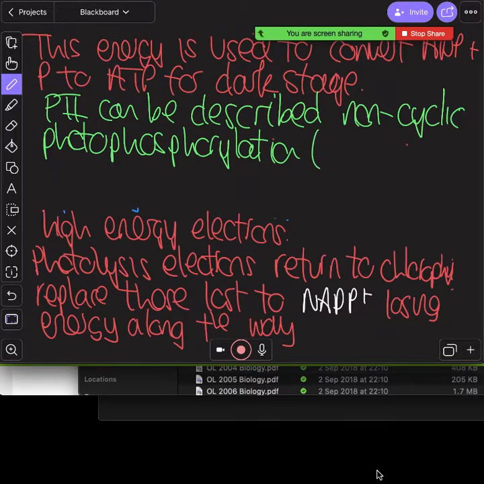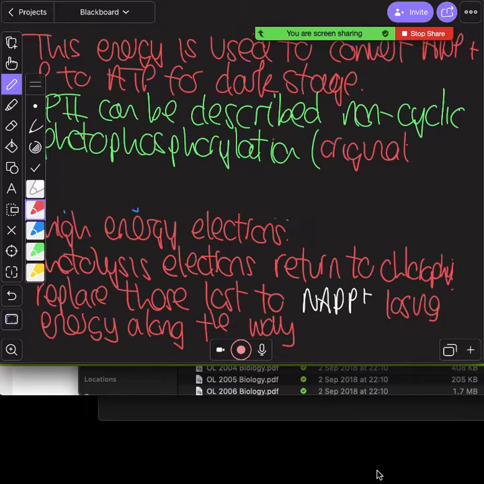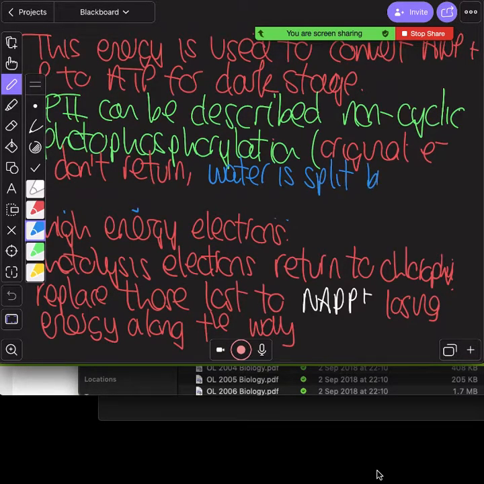So the things it's telling us here are the original electrons don't return. It is telling us that water is split by light, and it also tells us that ATP is made.